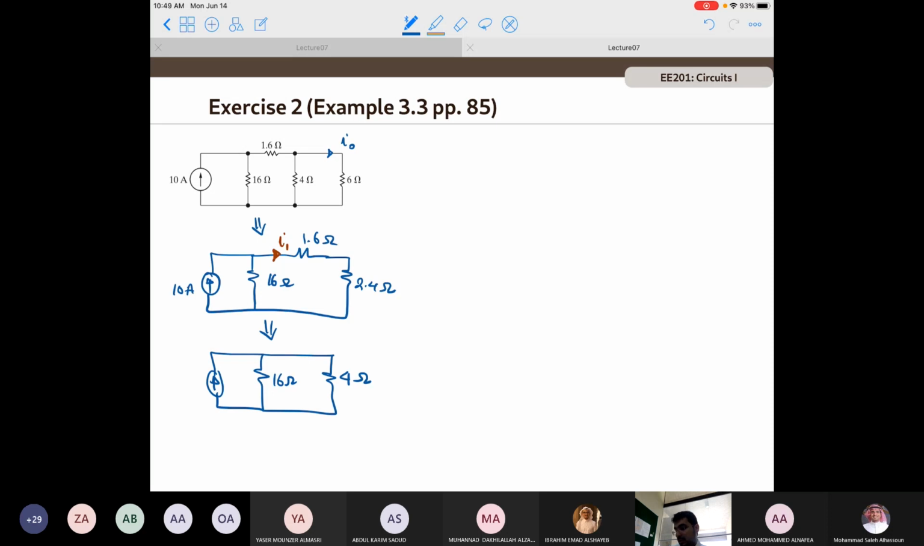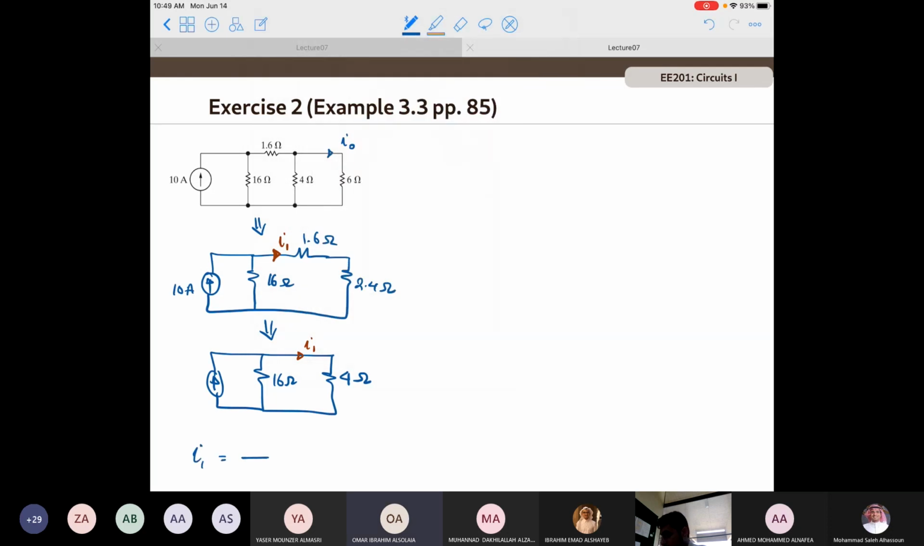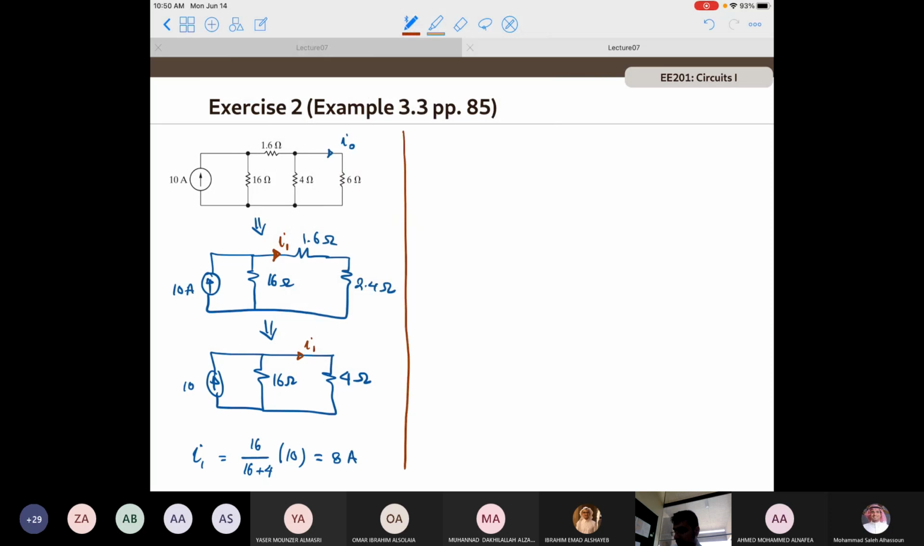Now what should I do? We can now use the current divider. As the law says, if you're interested in the 4 ohm, you put the 16 on top, and then the sum, multiplied by the source, which is 10. In this case, the result is 8 amperes. So you see that 8 amperes will flow through the 4 ohm resistor, and the remaining 2 amperes will flow through the 16 ohm resistor. So the branch with the least resistance will have more current.